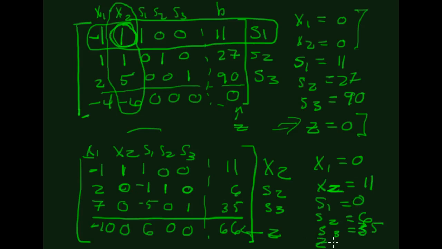But note, Z has now become 66. So I have moved from one vertex 0, 0 to another vertex in the polygon 0, 11, and my objective function has increased from 0 to 66. Okay, so let's move to a new page here.